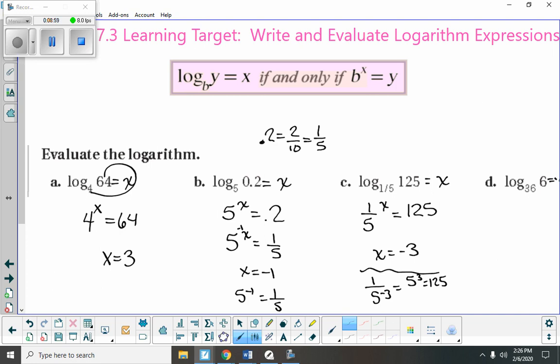Here's another one. I'm a little short on room here. So 36 to the x power is equal to 6. How do we go from 36 to 6? We'd have to take the square root of 36. So the exponent that means take the square root is 1/2. Because 36 to the 1/2 means the square root of 36, which equals 6. So x equals 1/2.